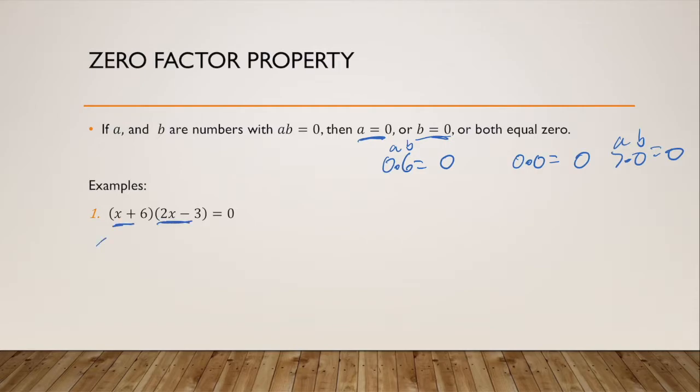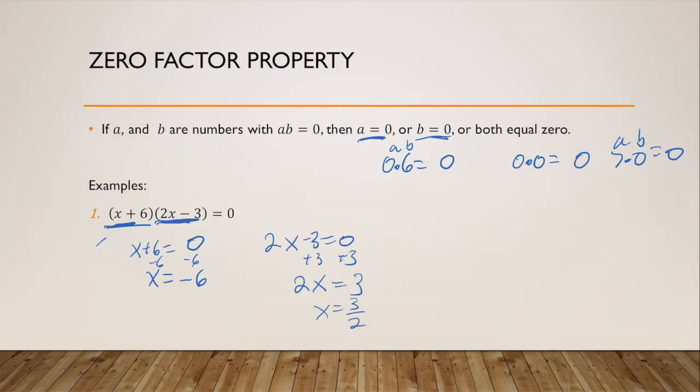If I've got x plus 6 times 2x minus 3 equals 0, that's a factored form of a quadratic equation. I can solve for x, and I'm going to get two different values of x because I've got two terms. So I have x plus 6 equals 0, and 2x minus 3 equals 0. I'm going to go ahead and solve this. That gives me x is negative 6. I add 3 to both sides, 2x equals 3, x equals 3 halves. So I have x is negative 6 and x equals 3 halves, or my solution is the set of negative 6 and 3 halves.